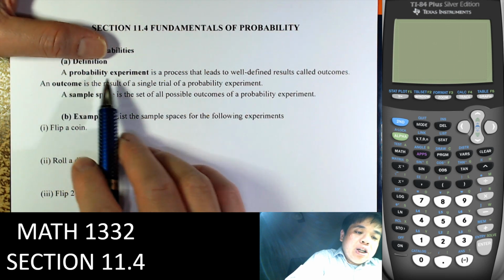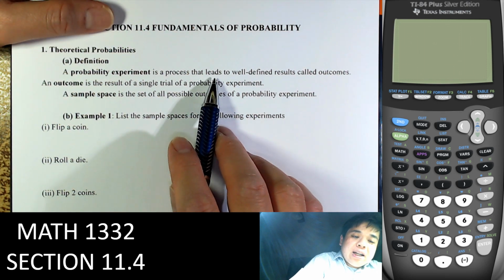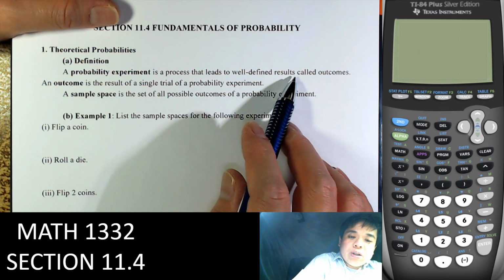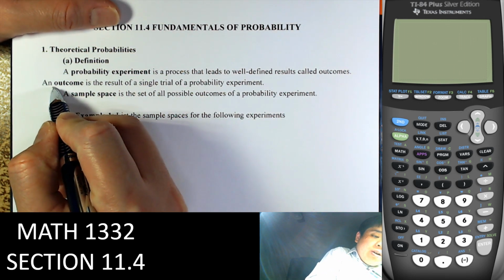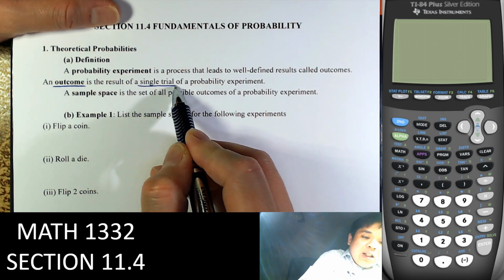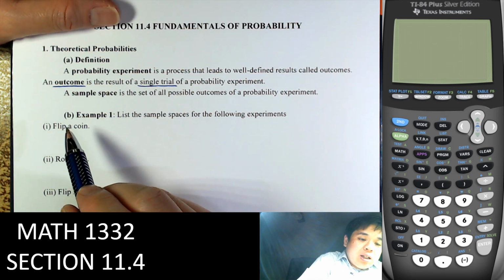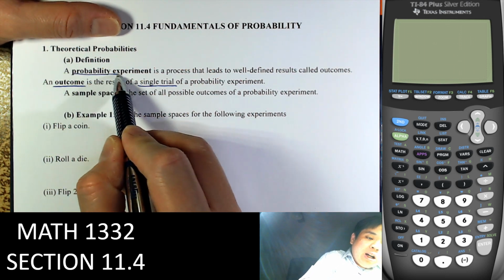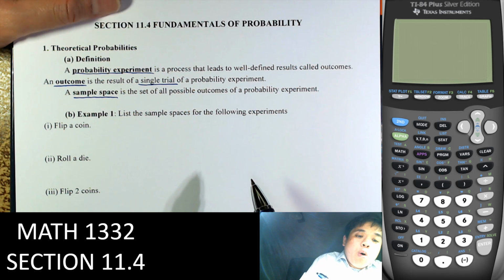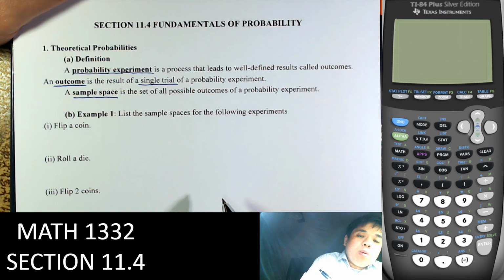A probability experiment is a process that leads to well-defined results called outcomes. So an outcome is the result of a single trial of a probability experiment. A sample space is a set of all possible outcomes of a probability experiment.